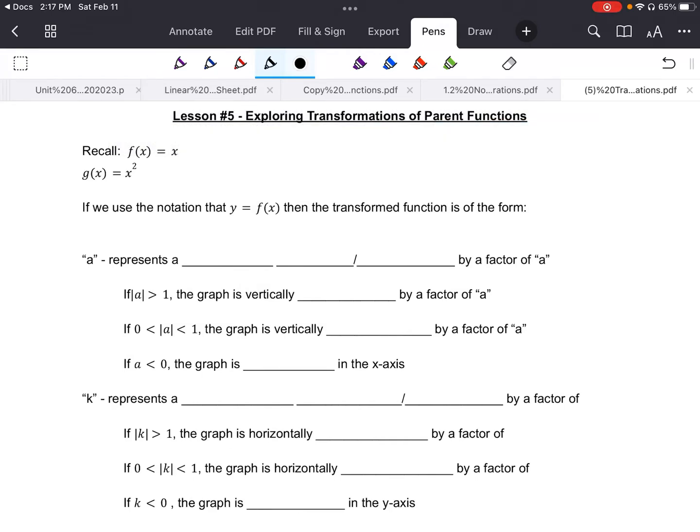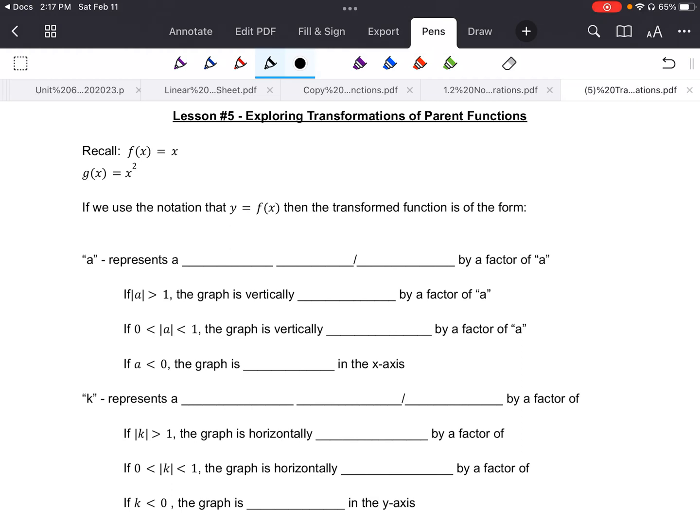Hello, welcome to Unit 1, Lesson 5, Exploring Transformations of Parent Functions. So yesterday we looked at parent functions of linear, quadratic, absolute, reciprocal, and radical functions. Today we're going to look at what all the letters meant in the transformation generic function that I showed you.